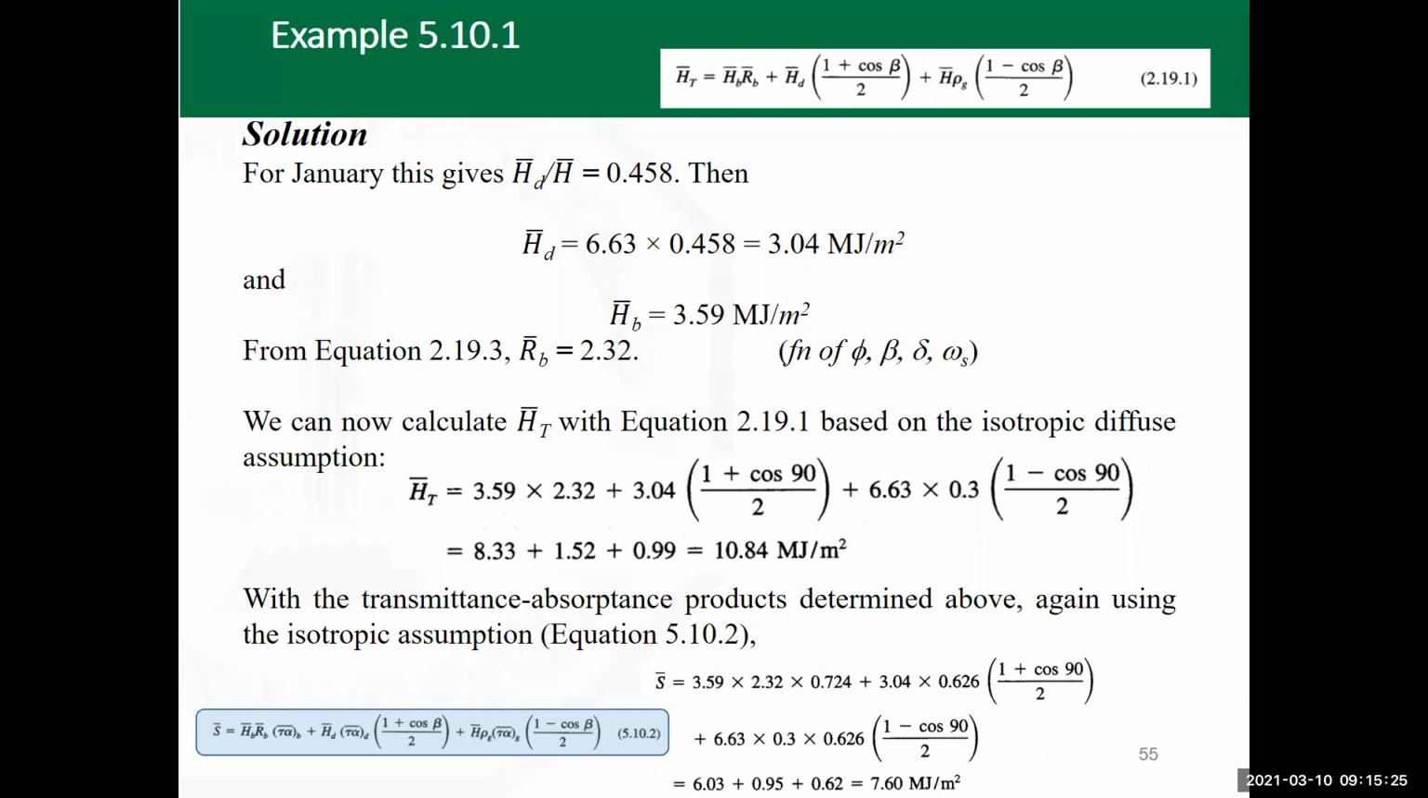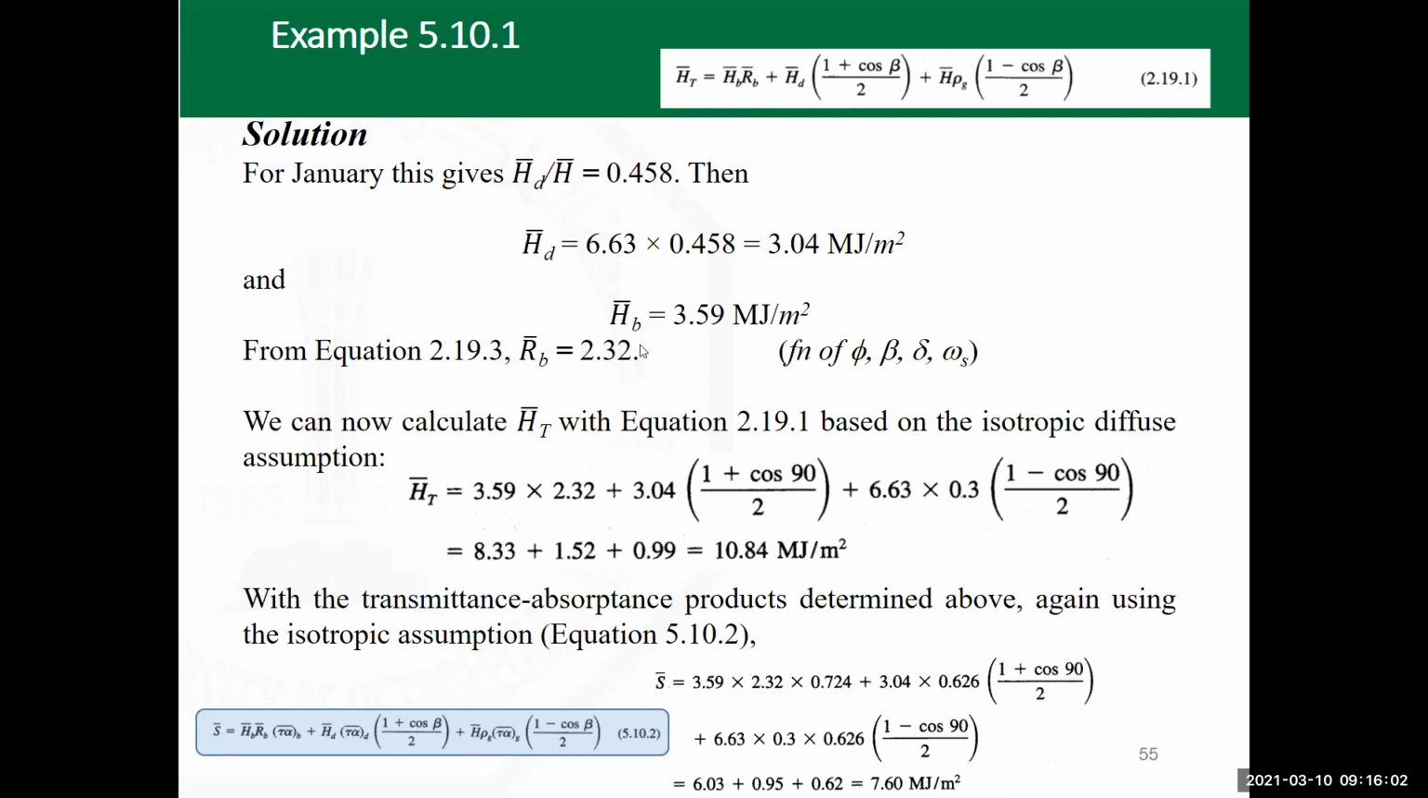Just as a reminder, RB is the equation that has cosine (phi minus beta) into cosine delta into sine omega S plus pi over 180 times omega S sine (phi minus beta) sine delta, divided again by similar parameters which are functions of phi, delta, and omega S. So from here, the value of RB is to be calculated, which is the second parameter in the first term on the right-hand side of this equation. So RB is the one that has pushed us to do the calculations of the angle.